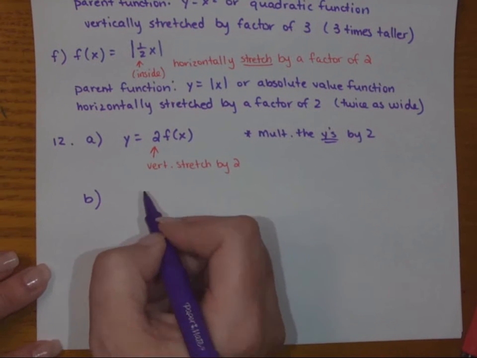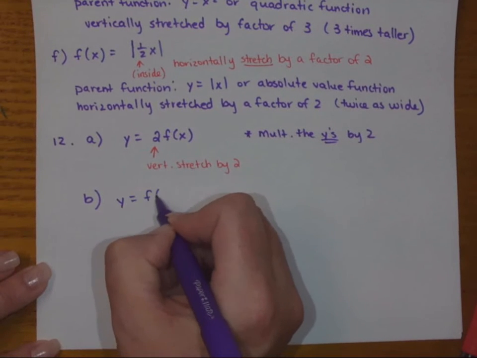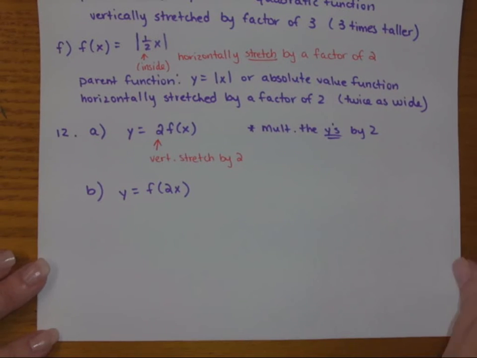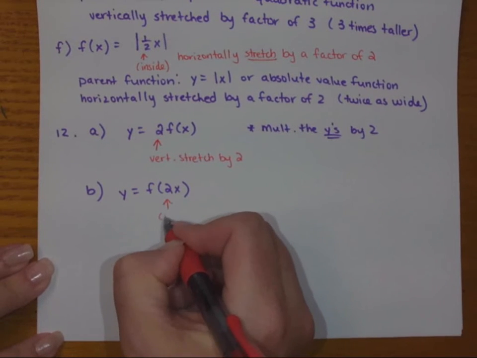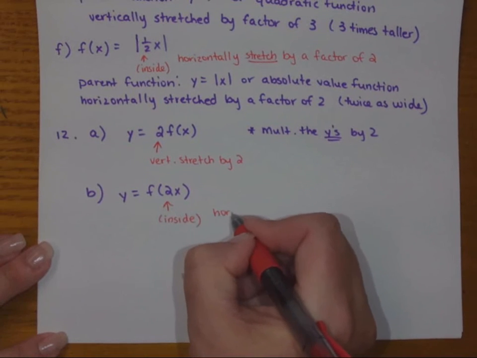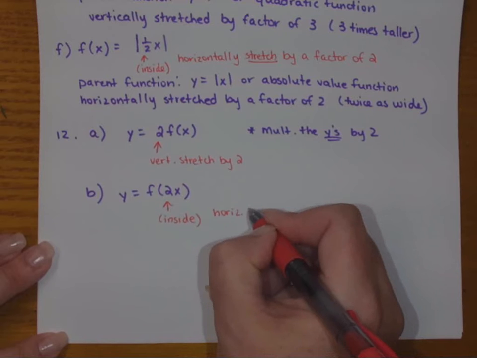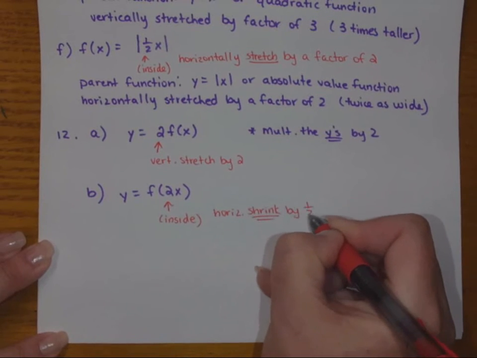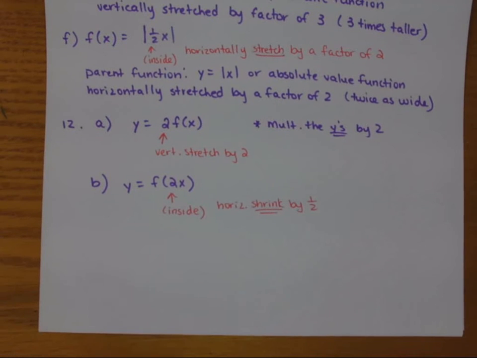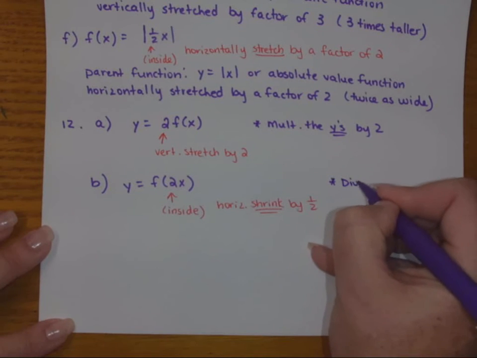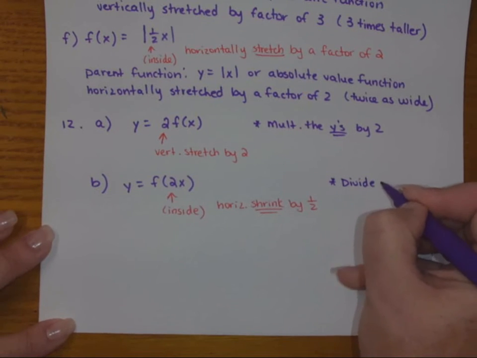So for B, same thing. I'm not going to graph it. So notice that this is on the inside, okay? So that means that we are horizontally changing it, and remember we have to flip it. So it's a horizontal shrink by 1/2. Okay, so if you flip 2, you get a half, okay? So in other words, you're going to either divide the x's by 2 or multiply them by 1/2, either way.